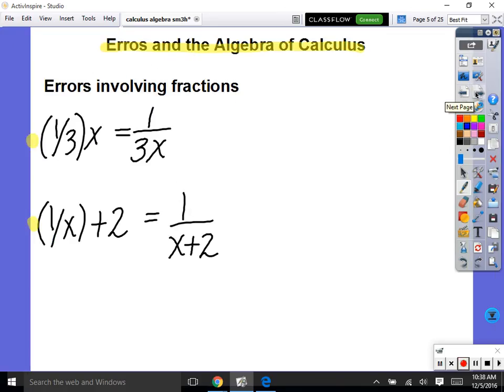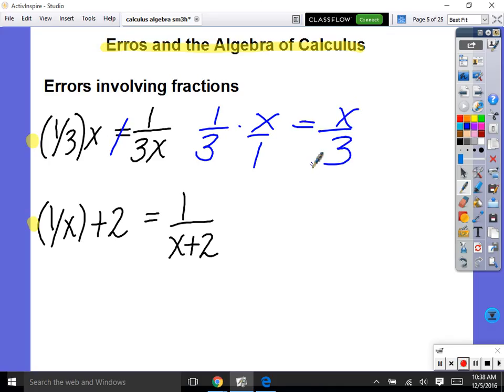Okay, errors involving fractions. People will say this: 1/3 x is equal to 1 over 3x. That is not true. Isn't this technically 1/3 times x over 1? So it's x over 3. So this is not true. That is true. Everybody seeing? Am I going too fast?